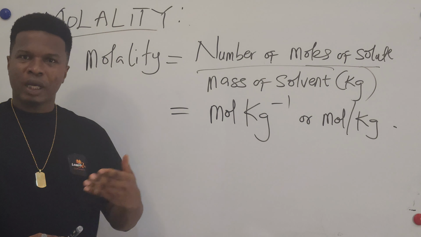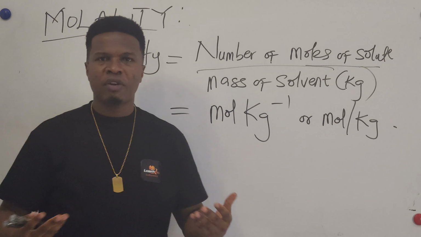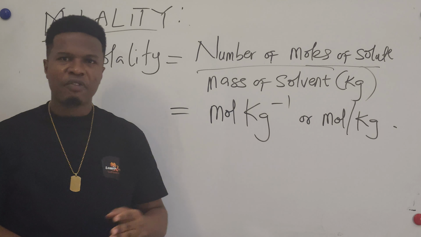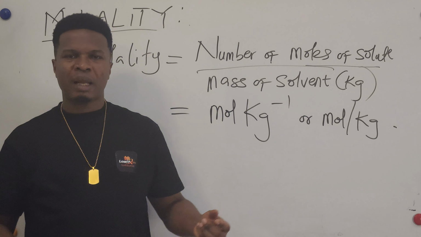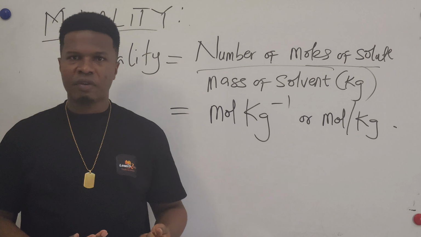So how do we know which one is the solute, which one is the solvent? From the question, you can be able to tell. Remember that the solute and the solvent are two different things. The solute is what you are trying to dissolve in the solvent. For example, if I have sugar and I have water, and I'm dissolving sugar in water, the sugar is the solute, the water is the solvent.